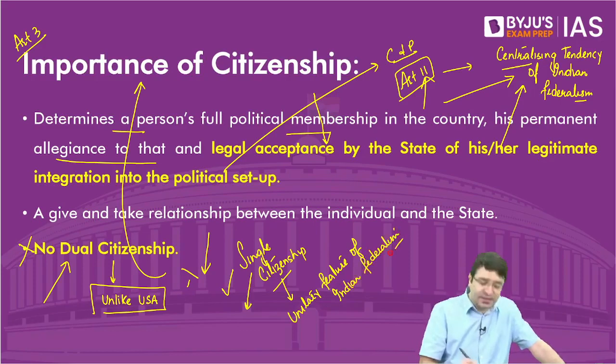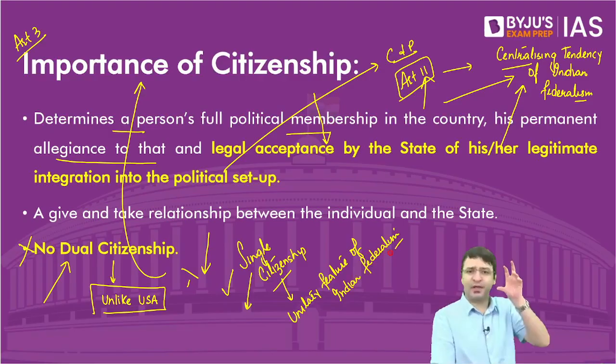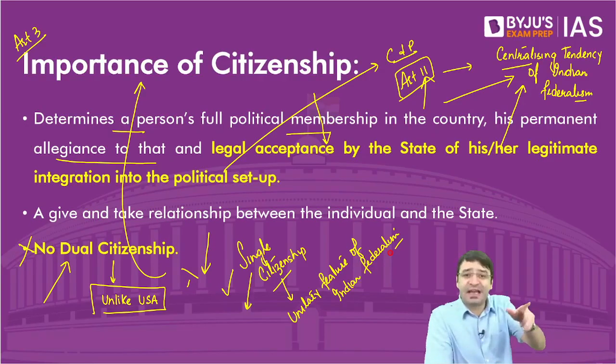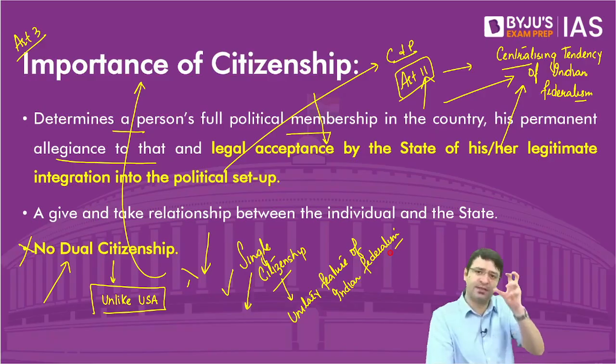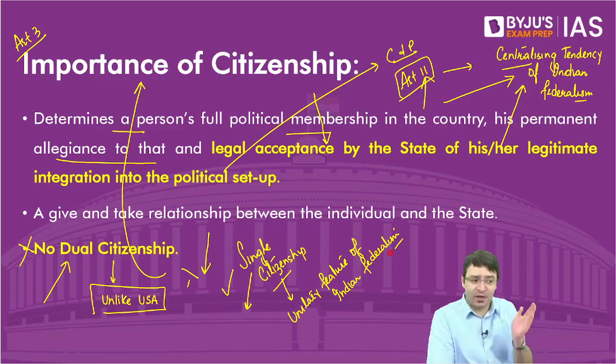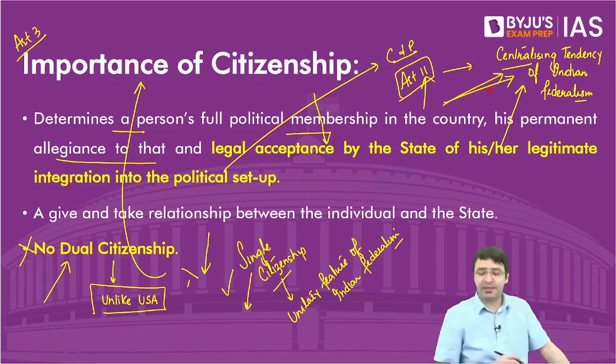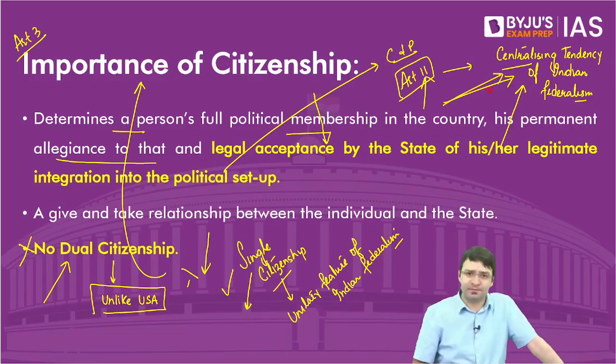Unitary feature in the sense that you are only the citizen of India, you are not the citizen of any state. You may be the resident of a state, but you are not the citizen. You are only the citizen of India. And the central legislature, the Parliament, gets to decide who is the citizen of India, who can become the citizen of India, and who cannot. So this citizenship chapter, or single citizenship, is also one of the centralizing tendencies of Indian federalism.